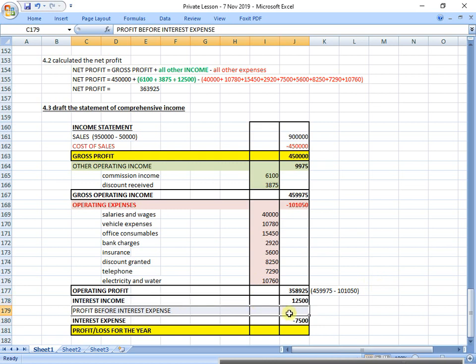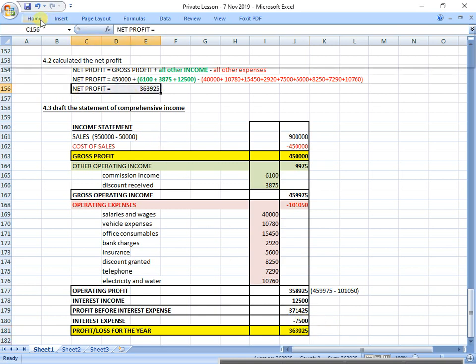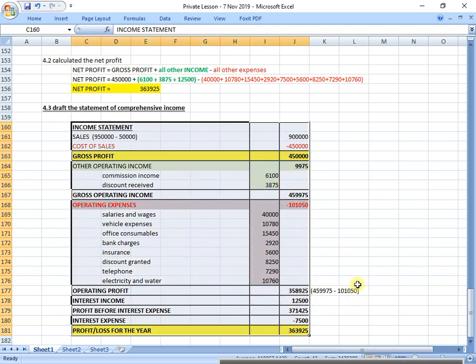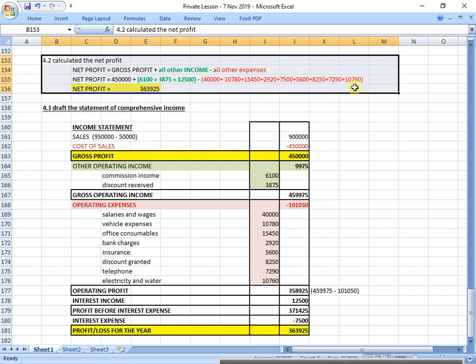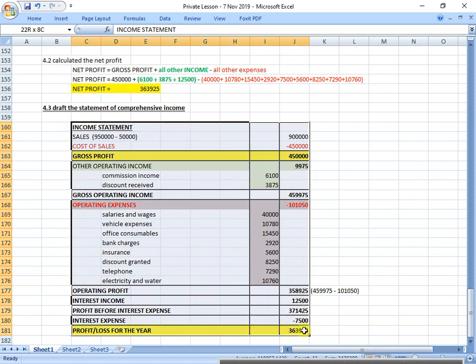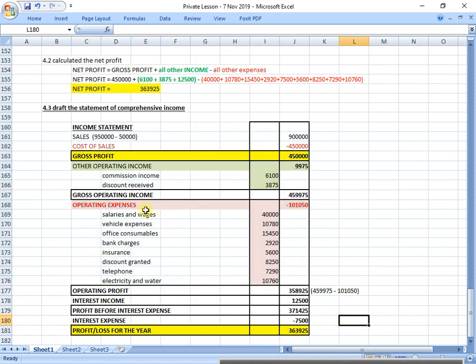Profit before interest expense. This plus that. Okay, profit for the year. This minus that. Okay, it should be the same figure. Yes, it is. See? Your net profit here, that answer should be the same as that answer. This is just disclosure. This is format. That's the format that I need to use to draw up the statement of comprehensive income. If you're asked to work out net profit, you're working it out, but just doing it manually. This is the correct format. Make sense? Good.